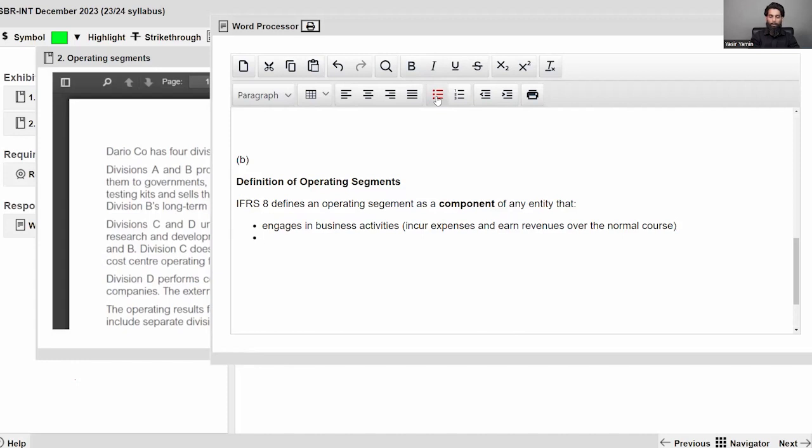Then its performance is regularly reviewed by the chief operating decision maker, who is the CODM, and for which discrete financial information is available. Make sense? So this was IFRS 8 operating segments. All right. Now let's go to the case and then just read something about it.